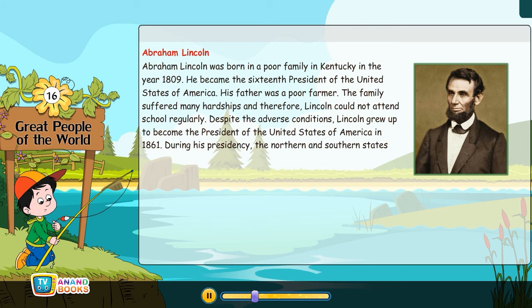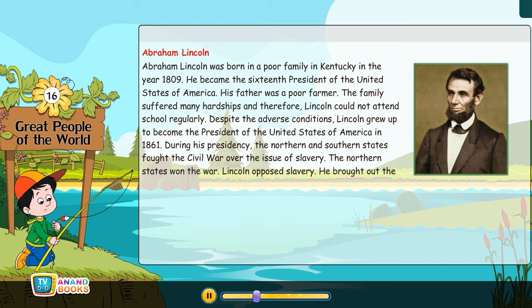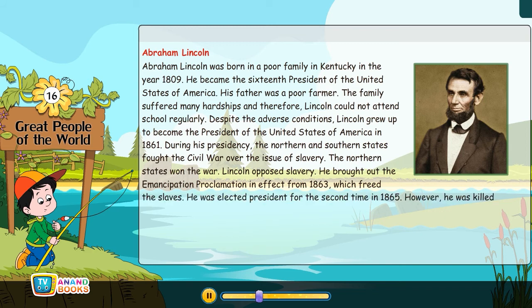During his presidency, the northern and southern states fought the Civil War over the issue of slavery. The northern states won the war. Lincoln opposed slavery. He brought out the Emancipation Proclamation in effect from 1863, which freed the slaves. He was elected president for the second time in 1865. However, he was killed on 14th April 1865.